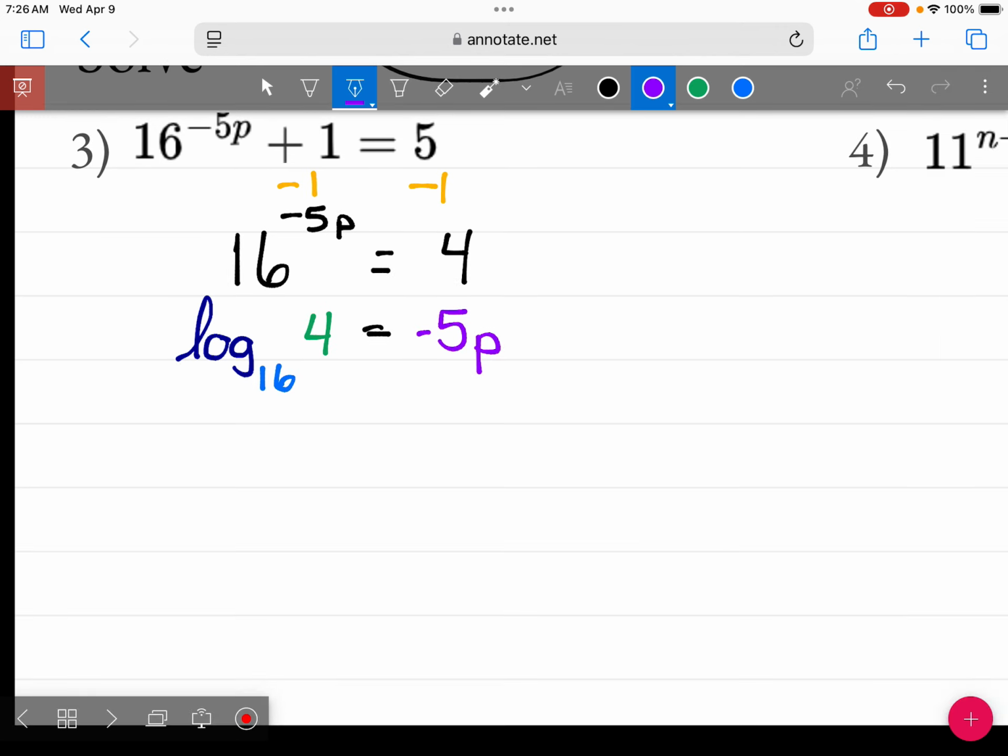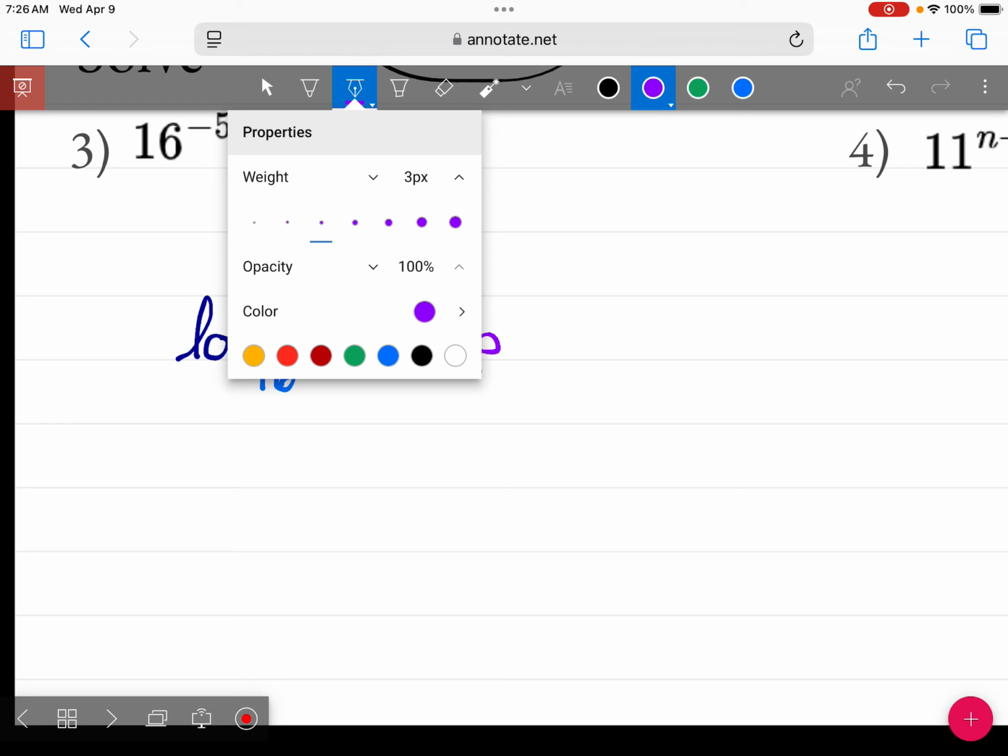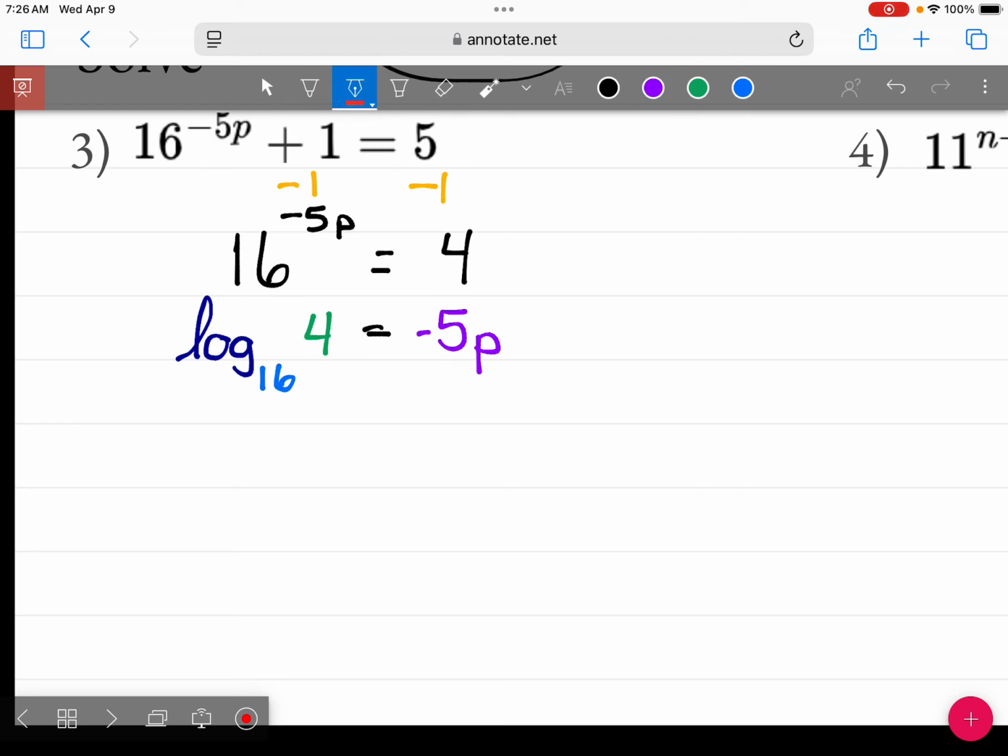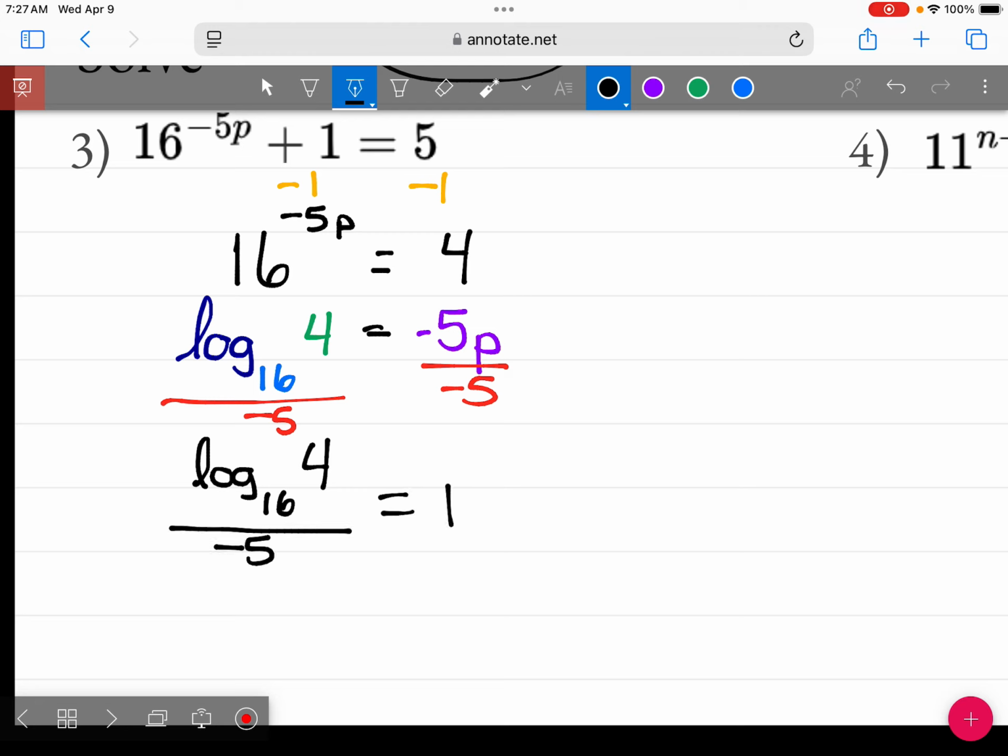What could we do next? Try to figure out what p is. Divide by -5. We can divide both sides by -5. Absolutely valid. That's going to give us log base 16 of 4 all over -5 equals p. So that is all well and good. That technically counts as an answer.